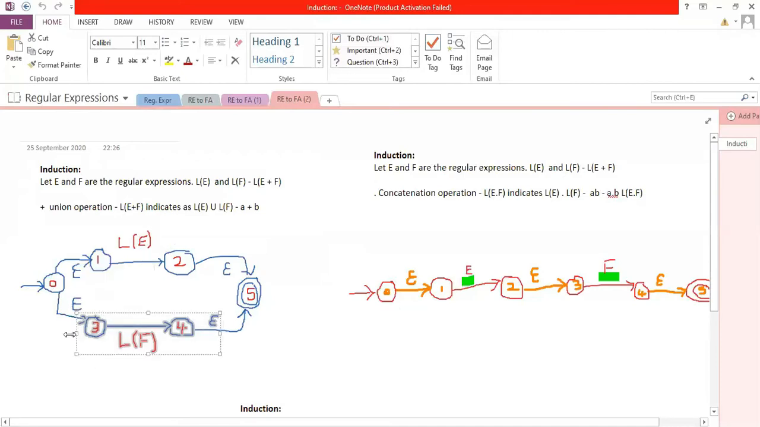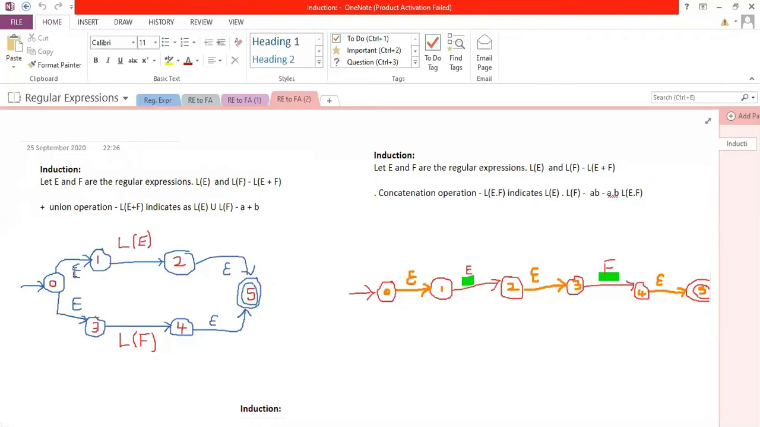Then we try to combine these L of E with L of F. This becomes the initial state. Then L of E and L of F, we are combining it here at the final state. Observe properly. Here comes the usage of epsilon transitions. If not, there will be a difficulty to understand or to draw a DFA.